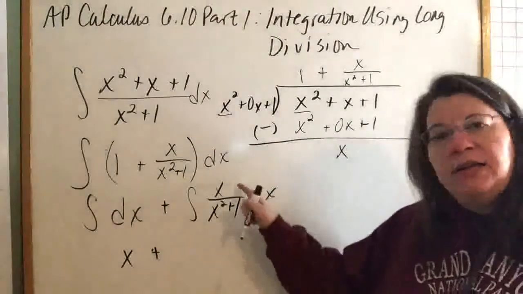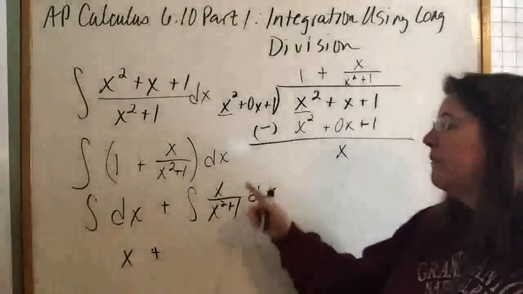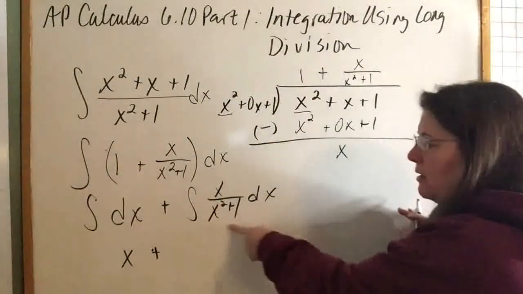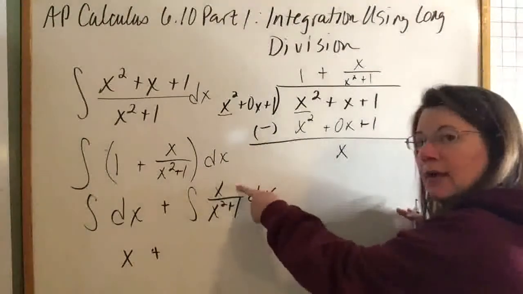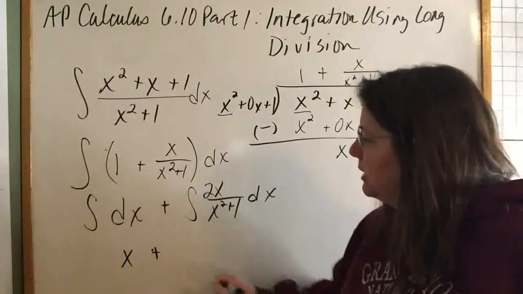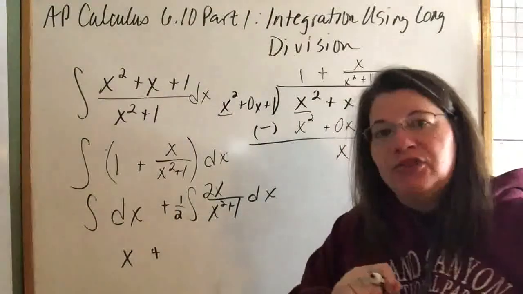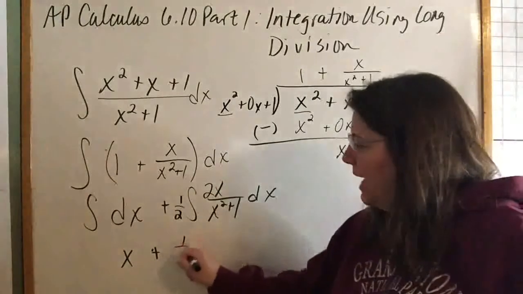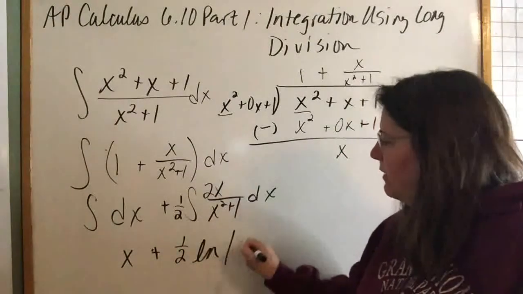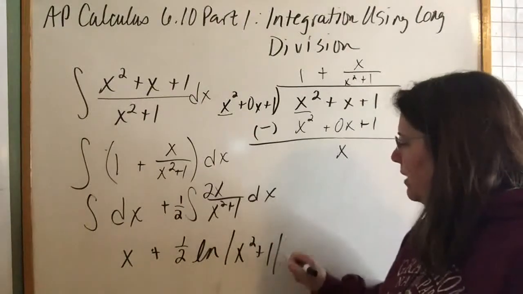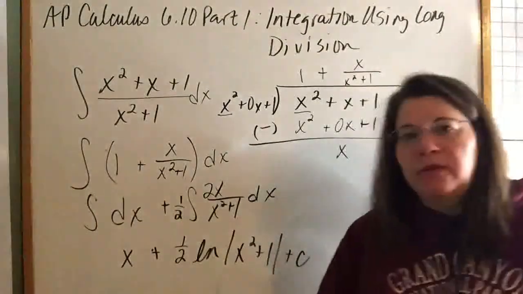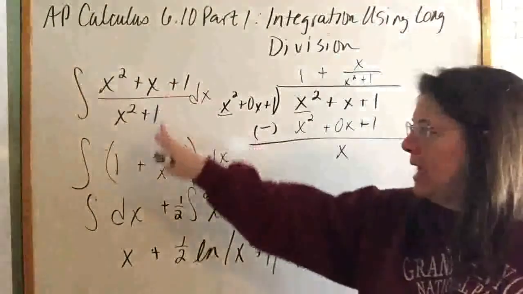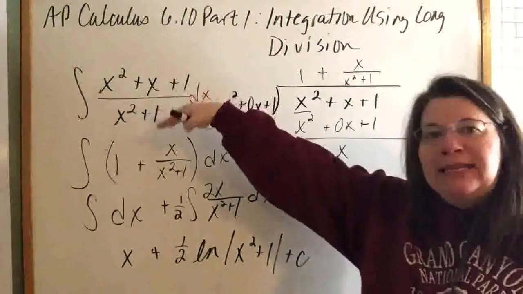This is now a natural log situation where we have some form of the derivative over the original. Now, if this is x squared, the derivative of x squared would be 2x. So I need to put a 2 in front, offset that with the 1/2 so that I haven't changed its value. Now I have the derivative over the original. So I have plus 1/2, the natural log of the absolute value of x squared plus 1, plus c because it was not a definite integral. So we have forced this thing to be a natural log situation by dividing the top by the bottom.